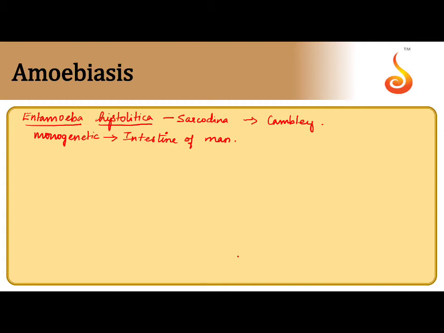These organisms happen to be dimorphic. What is morphic? Morphology, structure. So they have two structural forms. One structure is called minuta. The second structure is called magna. Magna is otherwise called the trophozoite. Trophozoite is the pathogenic form which enters into our body.